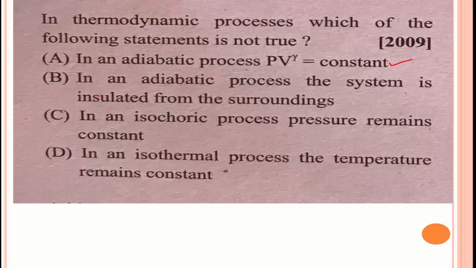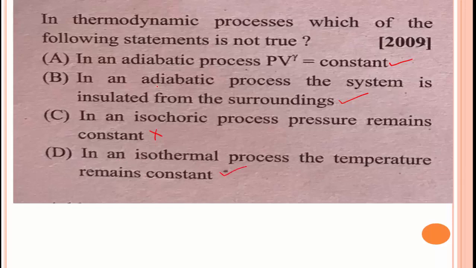The second statement is: in an adiabatic process, the system is insulated from the surroundings. Yes, in the adiabatic process, there is no exchange of heat between the system and its surroundings, because an adiabatic system is insulated. Then option C: in an isochoric process, pressure remains constant. No, this is wrong, because in an isochoric process, the volume remains constant. Option D: in an isothermal process, the temperature remains constant. Yes, it is also right.